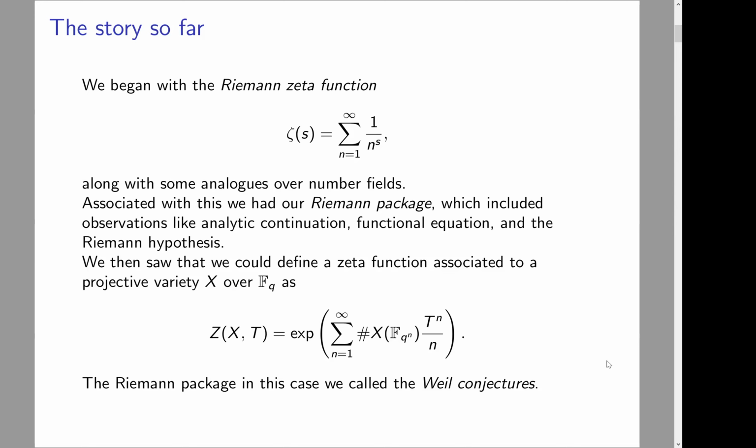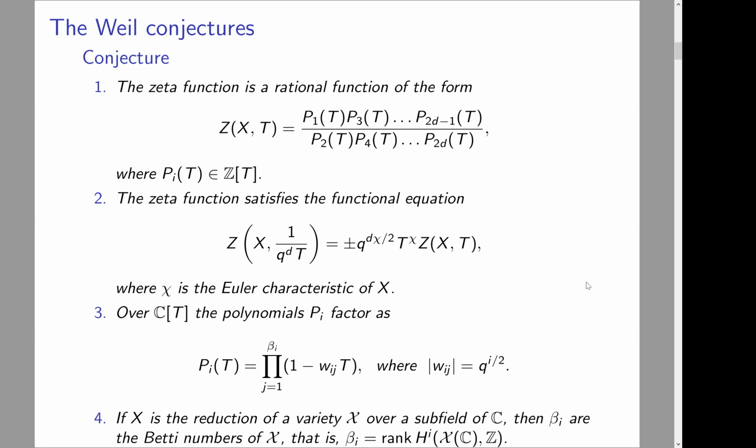As a reminder, what were the Weil conjectures for this particular function, this exponential of a power series? Well, the first thing is that this rather complicated looking thing was actually a rational function. It was just a quotient of polynomials. In particular, we could say those polynomials factored over the integers into a certain number of factors, where this d appearing here is the dimension of the variety X.